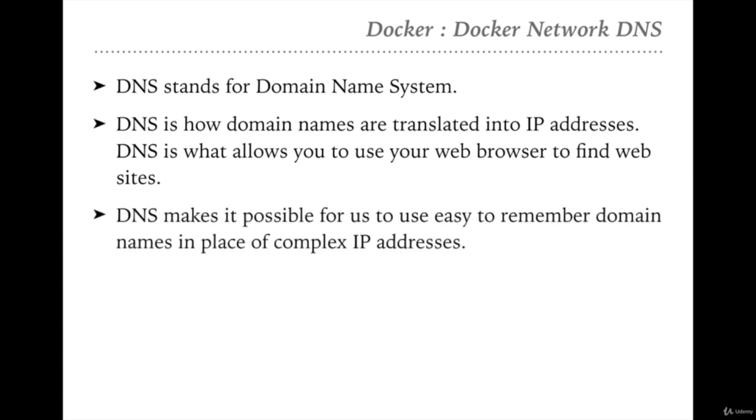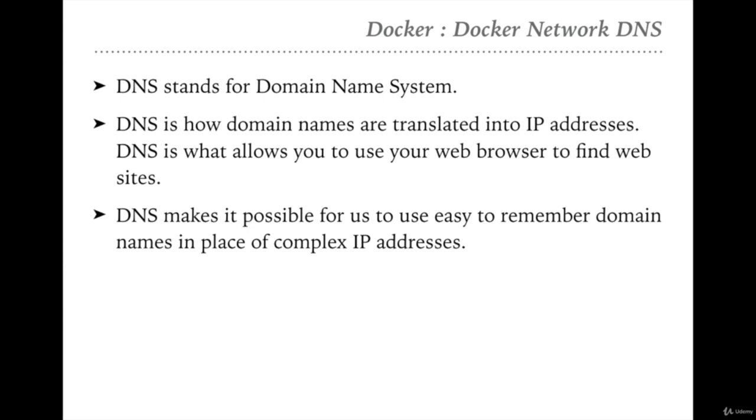DNS makes it possible for us to use a memorable domain name in place of complex IP addresses. For example, you are running a website whose domain name is something like testdomain.com, and you want to publish your website over the internet. Then, instead of remembering a complex number like 189.179.11.21, it is easy to remember the name, right? It is easy to remember the name instead of a series of numbers. It's not possible to remember the IP address of each site, but you may recognize a site with the help of its specific domain name, right?